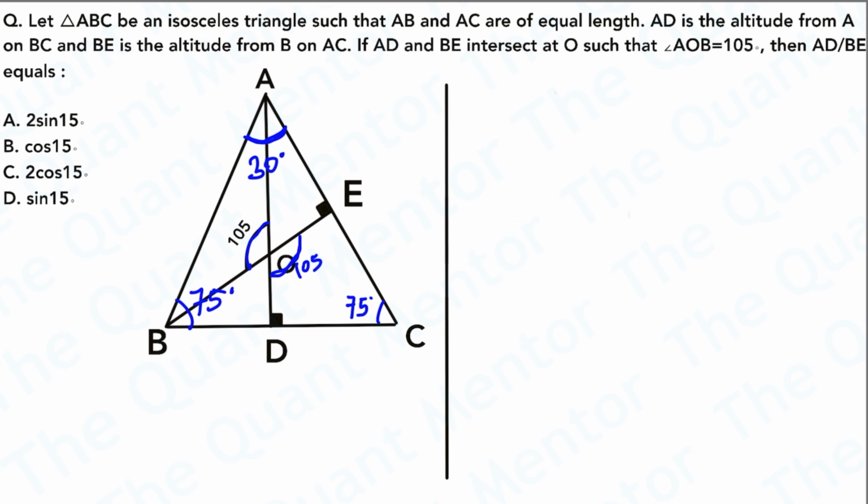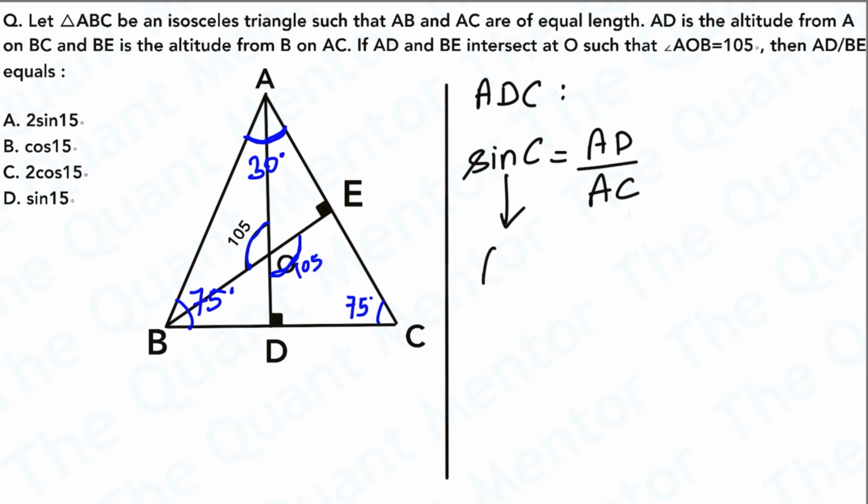And now we are going to apply basic trigonometry twice. First in triangle ADC, it's a right angle triangle. So sine C will be opposite side AD divided by the hypotenuse AC. Well, C is 75. So sine C is actually sine 75, right? So I can say AD will be equal to AC into sine 75.